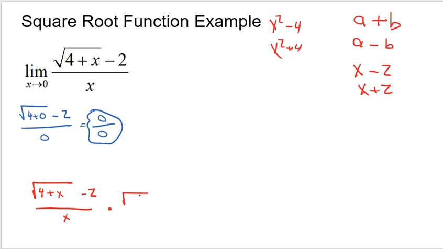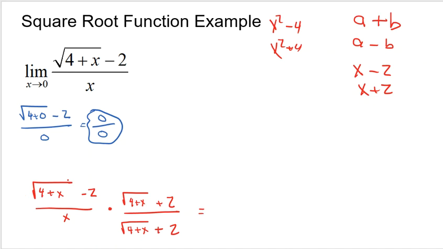So again, the strategy is just to multiply by the conjugate. So that would be the square root of 4 plus x, plus 2. Notice that I did not change the square root. I did not change the 2. I just changed the sign in between. But algebraically, if I multiply the top, I've got to multiply the bottom by the exact same thing. So essentially, I'm multiplying by 1 because anything divided by itself is 1. And if you multiply by 1, you might change what you look like, but you don't really change what you are. So you're going to see how this is going to work out really nicely.